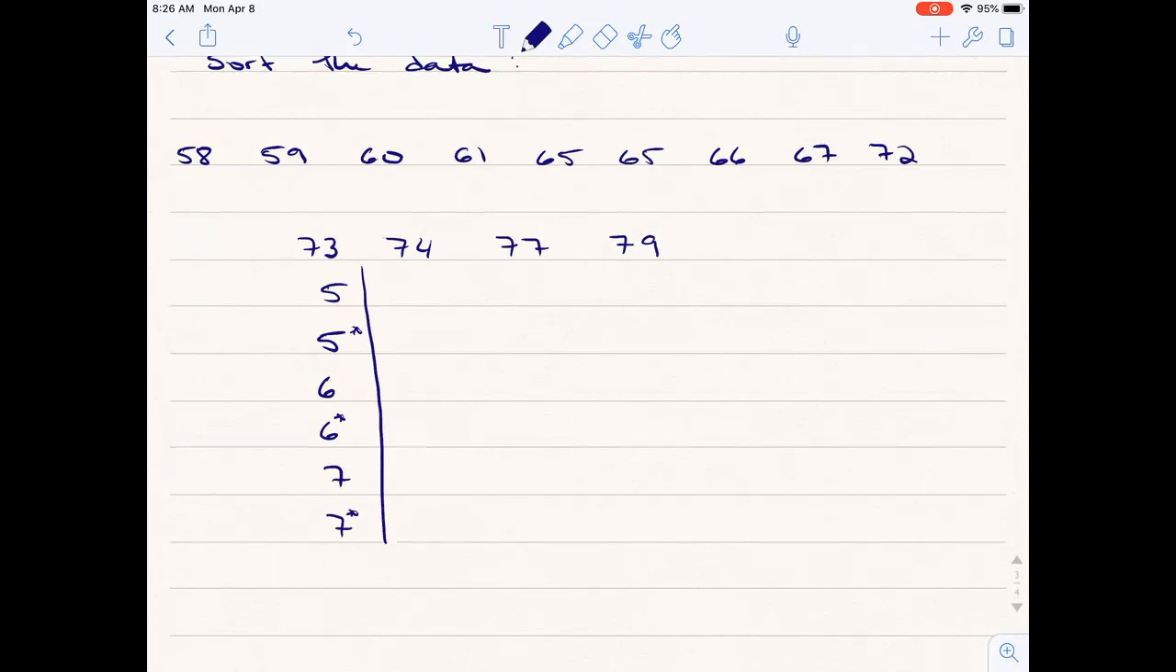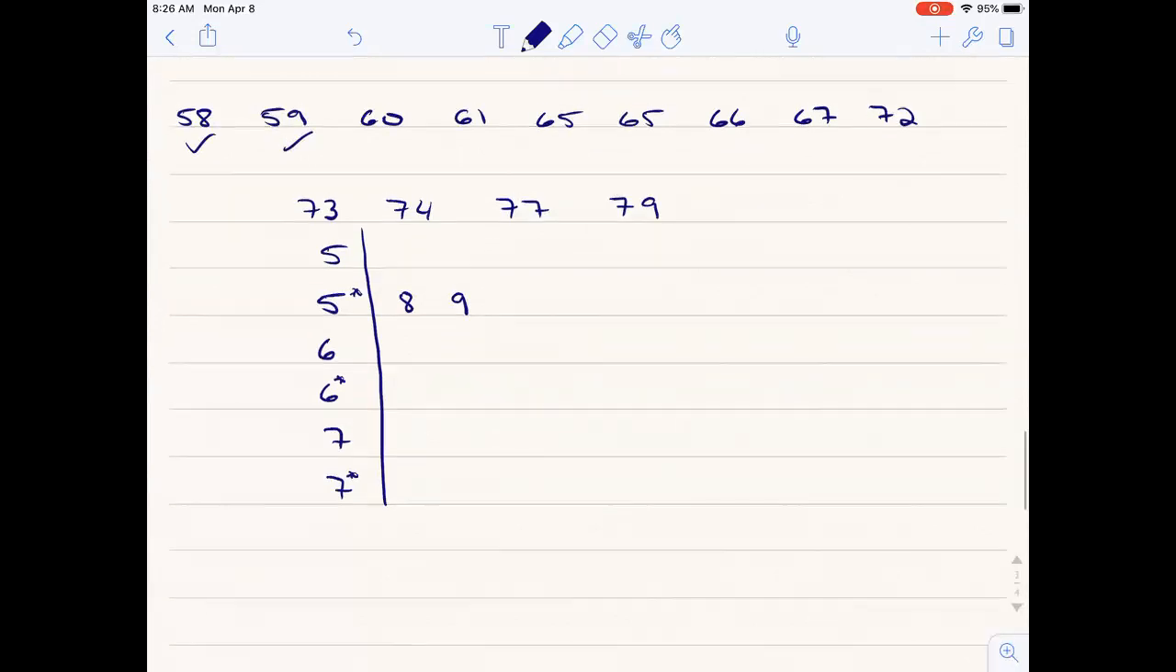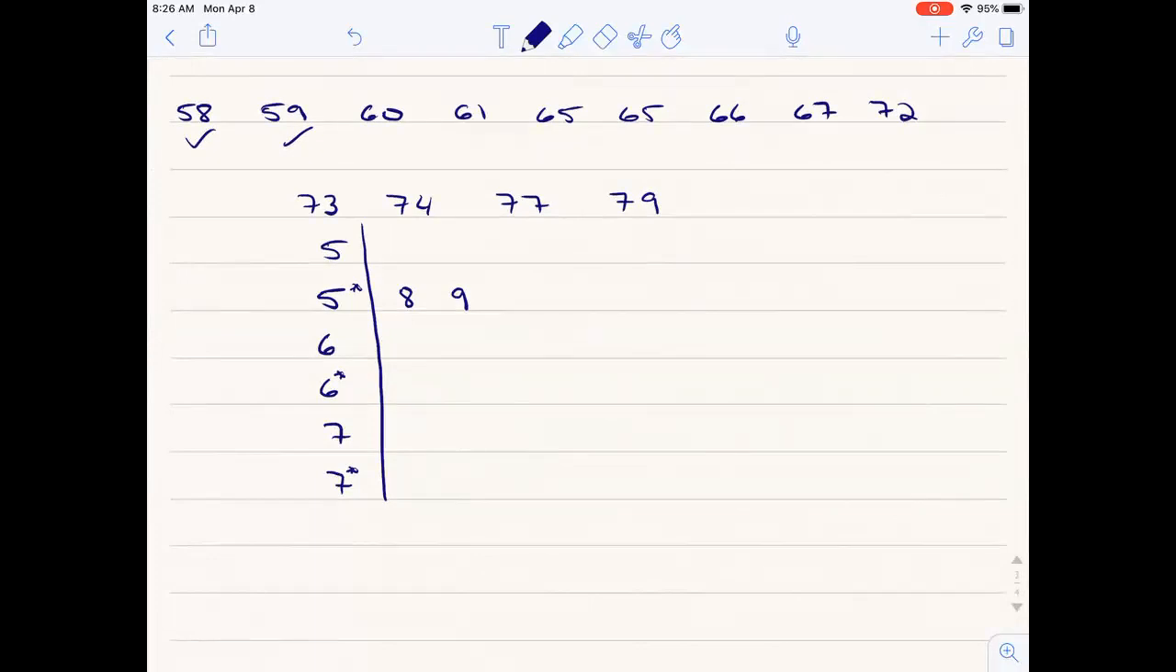And so then what we do is we say, okay, well, anything with a leaf from 0 to 4 goes on the lower stem, and then we split it. And then the higher leaves, right, 5 to 9, go on the next stem. So the starred stem, I guess. So we've got 58 and 59, so those would go on your upper stem, so 8 and 9. 60 and 61 would go on your lower stem for 6, and then 65, 65, 66, 67 would go on your upper stem for 6. And so we've got 0 and 1.